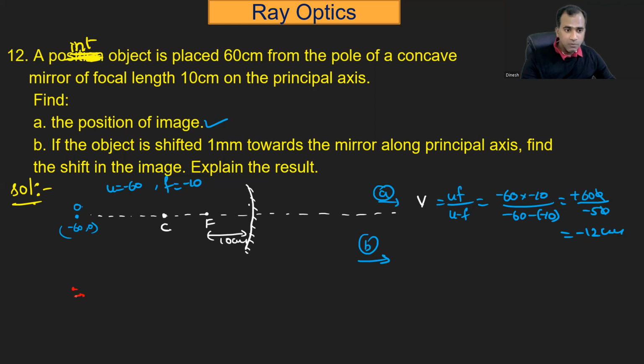And how much are they moving? Only 1 mm. Originally it was here, now they have moved it to here. Same mirror, same focal length, everything the same. Okay, we can go with the basics, but if you get some idea, it will become easy. Otherwise, we can go with the basics.